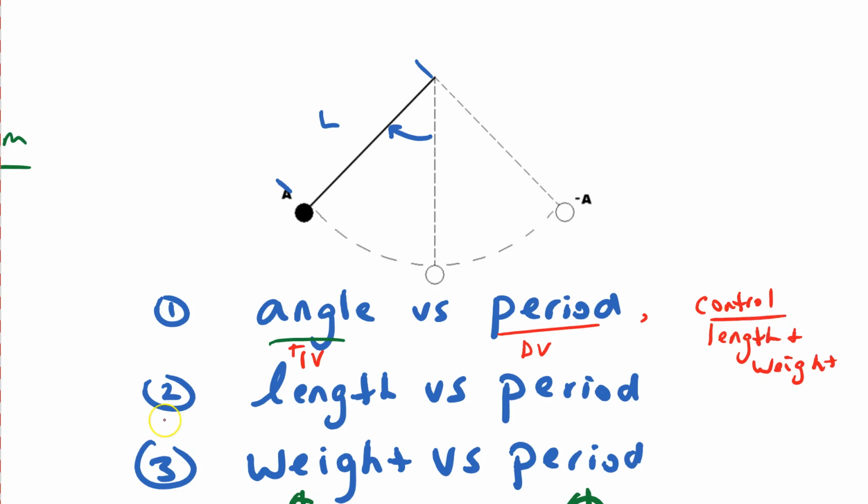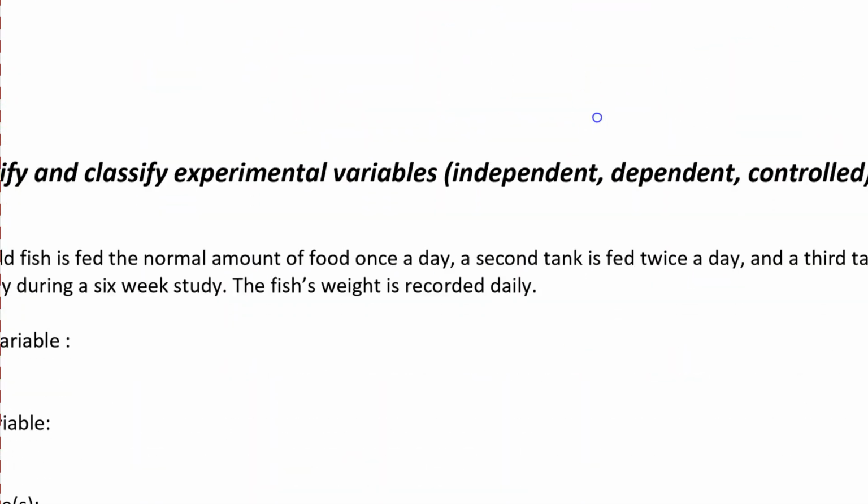And so on. So when we do number 2, our independent variable would be length, and our dependent variable would be period, and then we would control angle and weight, and so on. All right, let's take a look at the next page here.